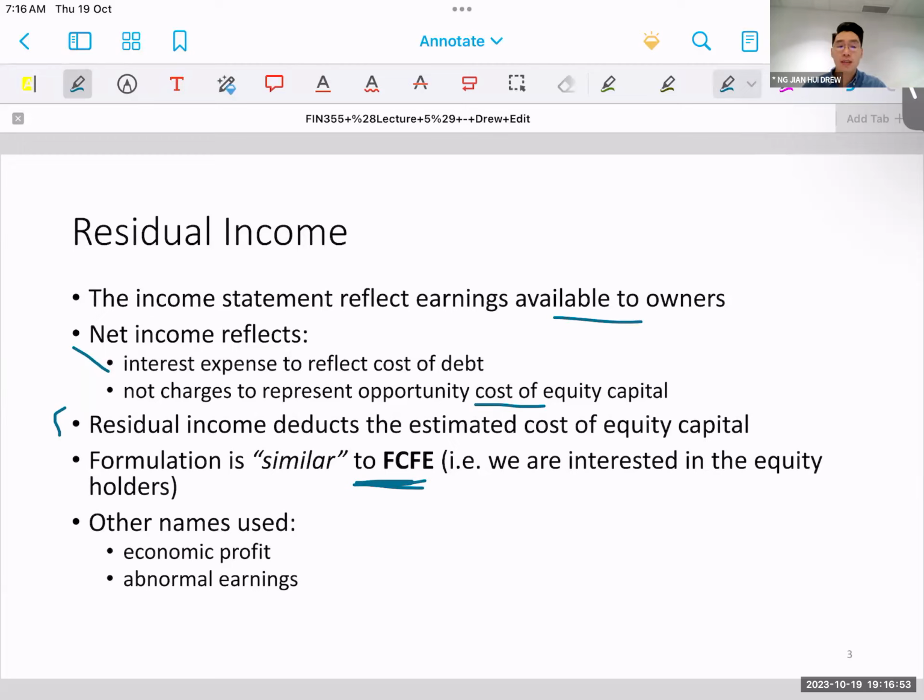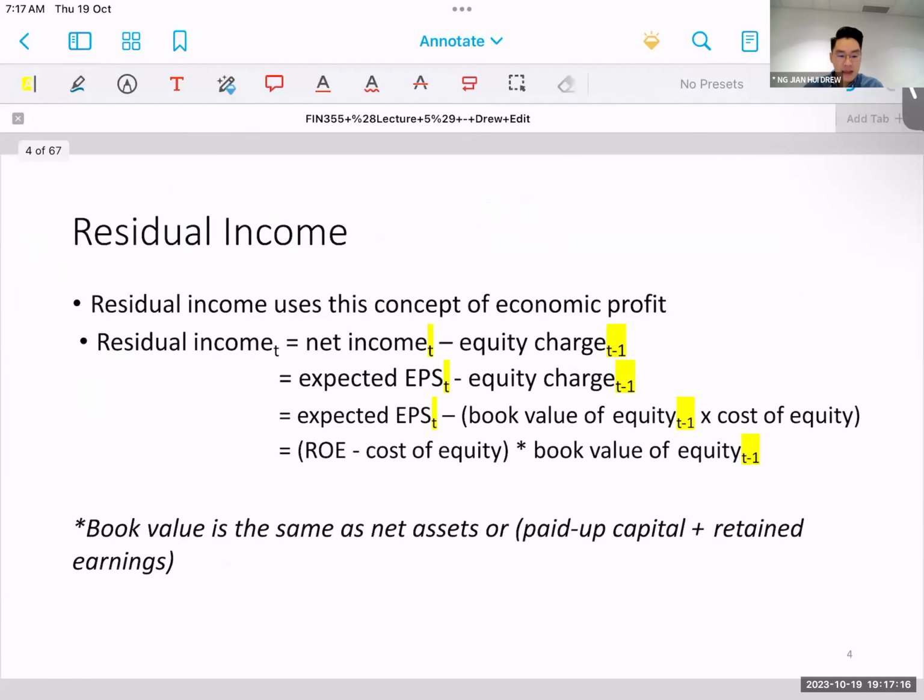Later we'll talk about this thing called EVA, economic value added. That one will be more of FCFF, right? So now when we think about residual income, try to imagine it to be similar to your FCFE, so we are just focusing on the equity holders. Now, I believe this is not new. We have seen this in lecture 2. I'll just do a quick recap of how you calculate residual income.